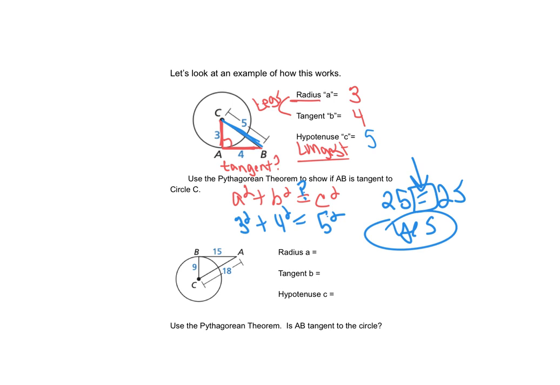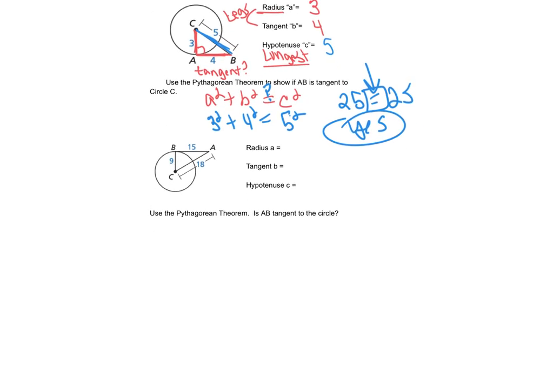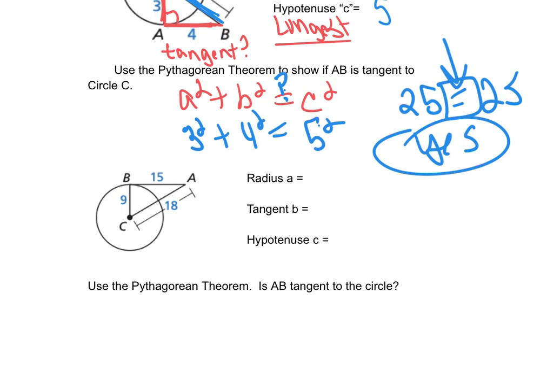Okay, so let's take a look at another one here. All right, here's our tangent segment. A tangent, remember from yesterday with our vocabulary, is on the outside. B would be the point of tangency, so that's going to be our tangent, that's going to be B. This guy here is our radius. That goes from the center to the outside, so that's going to be A. And then this guy here, we're asking if that makes a right angle, so this is going to be our hypotenuse, or C. So our A value is 9, our B value is 15, and our C value is 18.